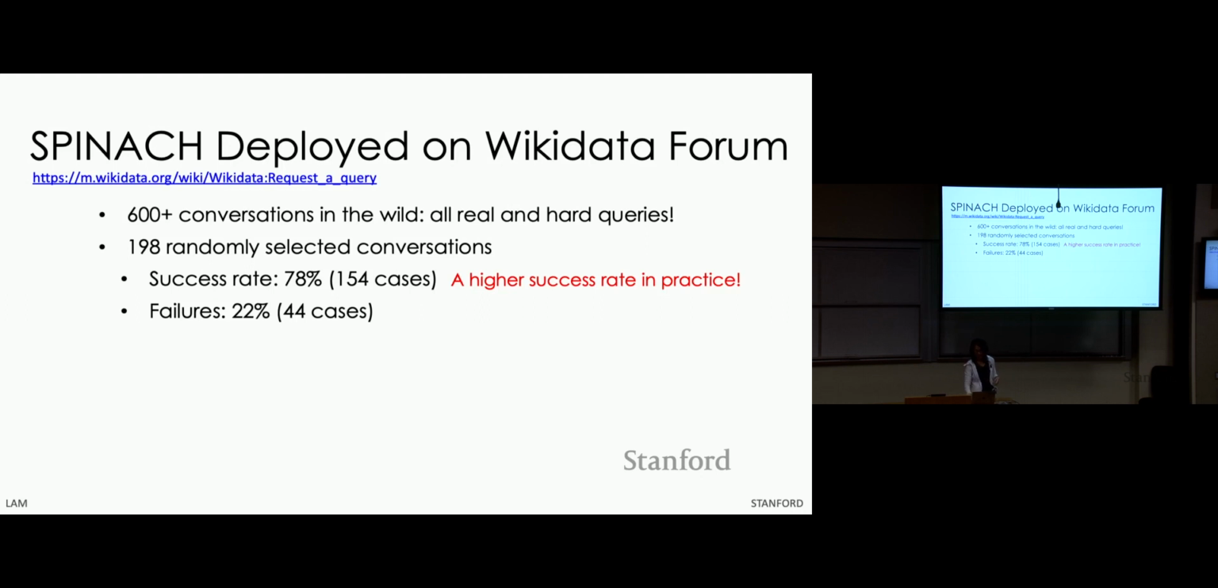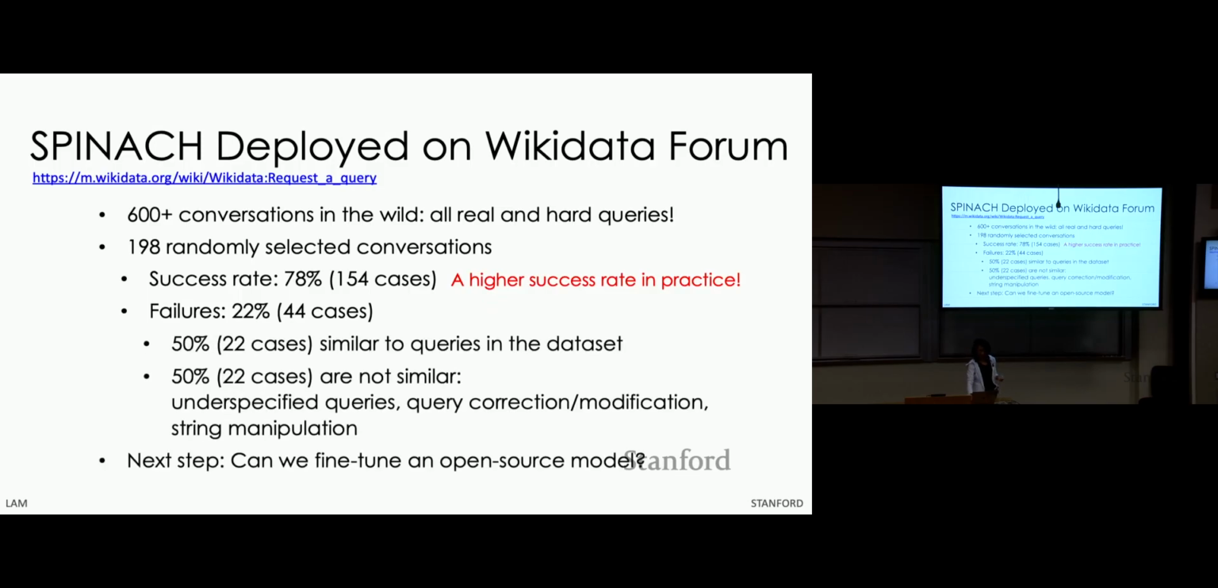And then we did the analysis. The good news here is that the success rate is actually higher, okay? We found that half of the time, the queries are similar to queries in the data set. We have no excuse. We should be able to get them. Half of the time, they are things that we have not even tested it with. Sometimes the queries are underspecified. Nobody can help you with that. Sometimes it is about, here is a query, please correct it for me. And we have not ever tried to make that work either. And sometimes it is just out of scope. It is manipulating strings and so forth.